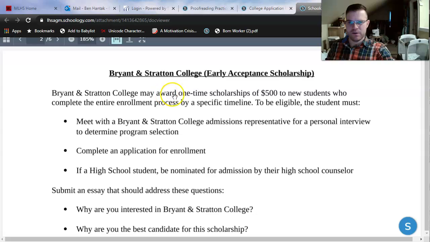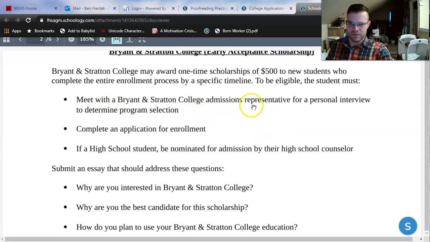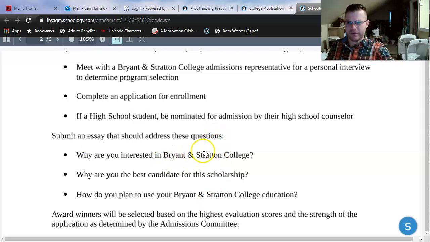Bryant Stratton College may award one-time scholarships of $500 to new students who complete the entire enrollment process by a specific timeline. You would need to call them to know what that timeline is this year. I couldn't find it because of COVID. To be eligible, student must blah, blah, blah. You have to meet with an admissions rep, complete your application, be nominated by your high school counselor, so talk to Mr. Janowski or Mrs. Steinke or Mrs. Cobert. And then your essay should address all 3 of these questions.